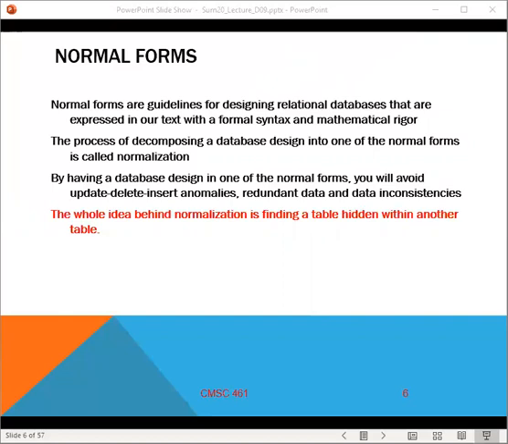And there's a little ditty that we can remember to help us do that. Every non-key attribute in a table is dependent on the key, the whole key, and nothing but the key. And in the rest of the lecture on normalization, we'll see how we go about doing that.